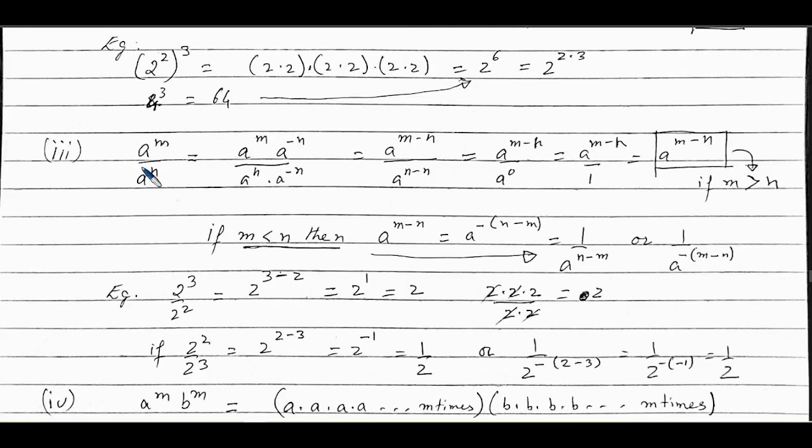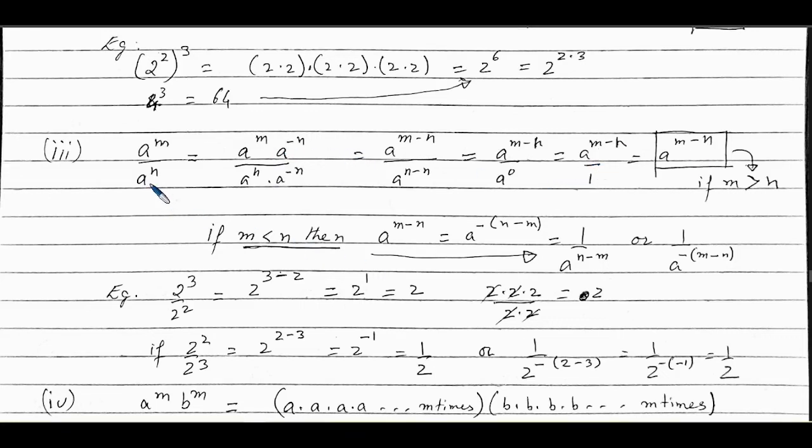So now a to the power m divided by a to the power n. Okay, so I can now do a trick. I multiply and divide by a to the power minus n. I know that a to the power n into a to the power minus n is a to the power n minus n. So a to the power n minus n is a to the power 0, which is 1. And this will be a to the power m minus n.